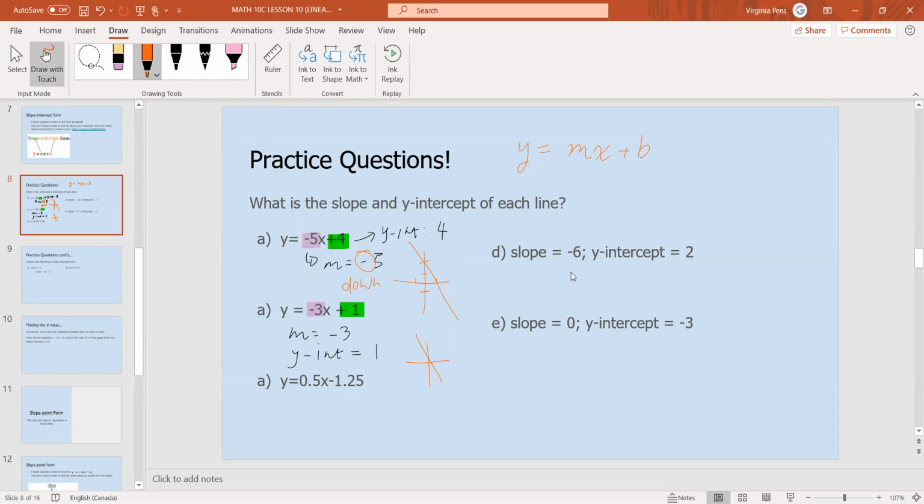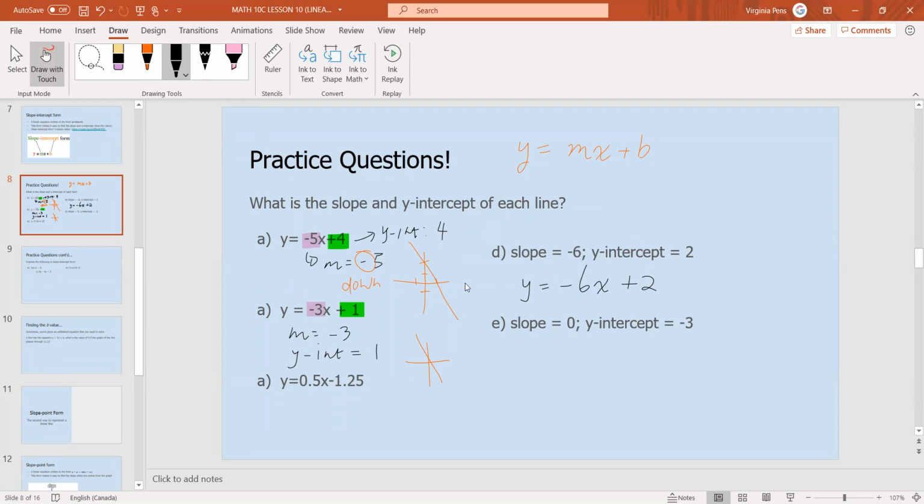Okay, so now let's do it in reverse. We are given the slope and the y-intercept, but we want to find the formula. So using the same formula, y equals mx plus b, and inputting these values, we can simply get y equals, the m value is -6, and the y-intercept is 2, +2.